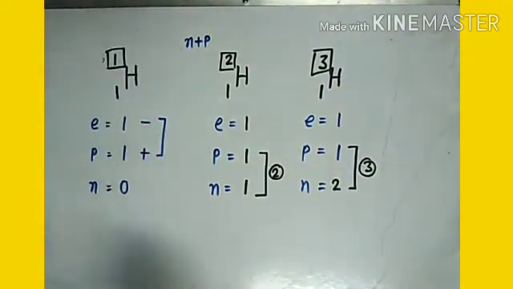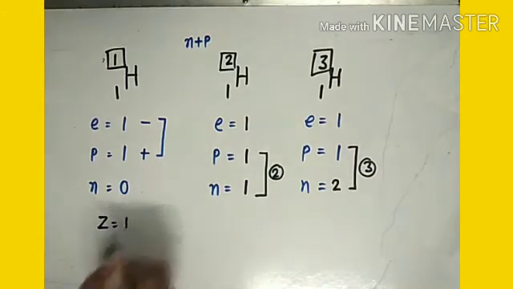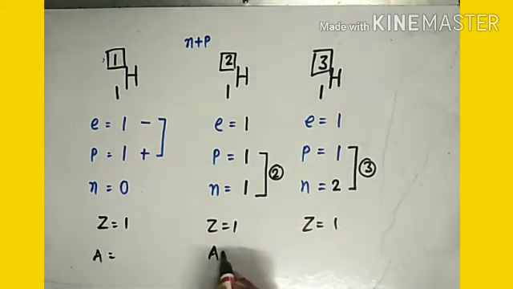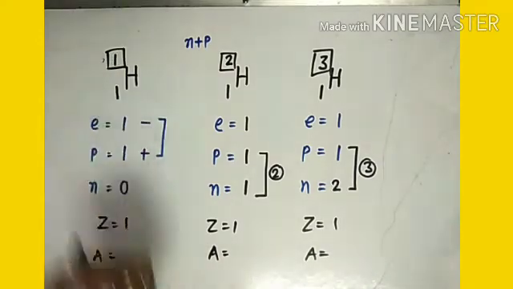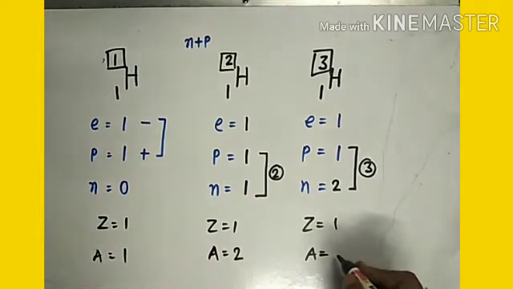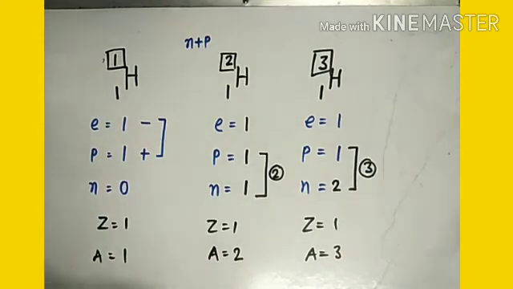So these are the 3 examples. By using these examples, we can consider number of electrons, protons and neutrons, and why the Z value is always 1. But as far as the atomic mass is concerned, that will be different. Here we have 1, in deuterium it's 2, and in tritium it's 3.